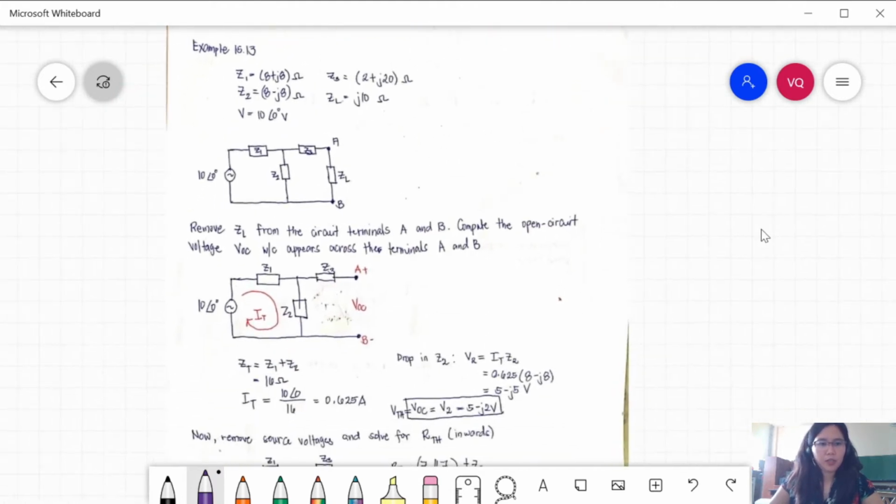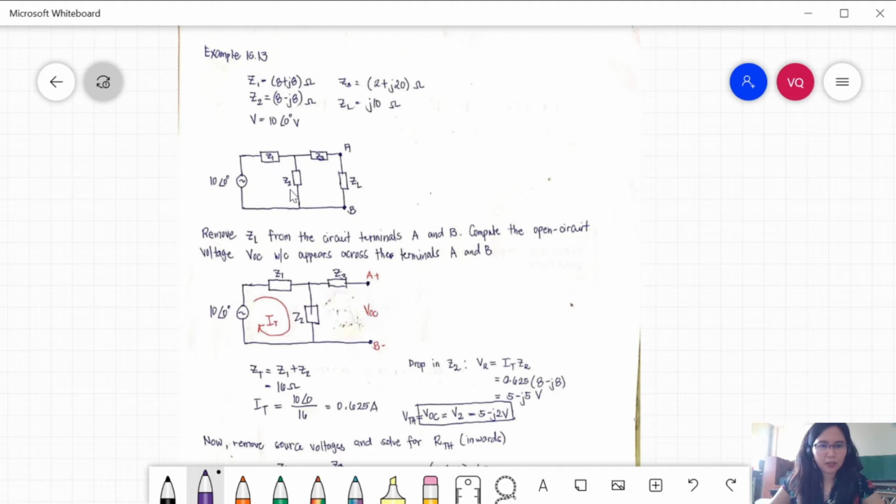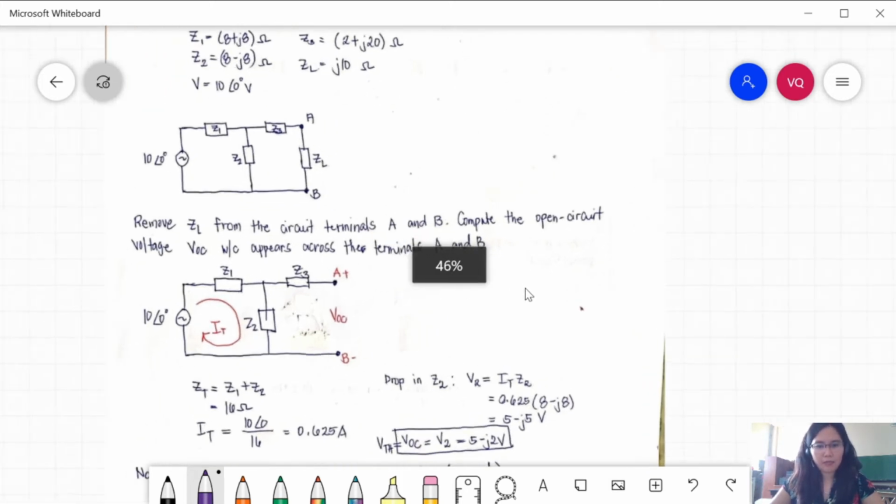For example, 15.13, we have this circuit with Z1, Z2, Z3, and ZL. We are required to solve the current flowing in terminals A and B. This is our ZL. Z1 is 8 plus J8, Z2 is 8 minus J8, Z3 is 2 plus J20, and ZL is J10. Our source voltage is 10 angle 0. First, remove ZL from the circuit terminals A and B. Compute the open circuit voltage VOC or VTH which appears across terminals A and B.